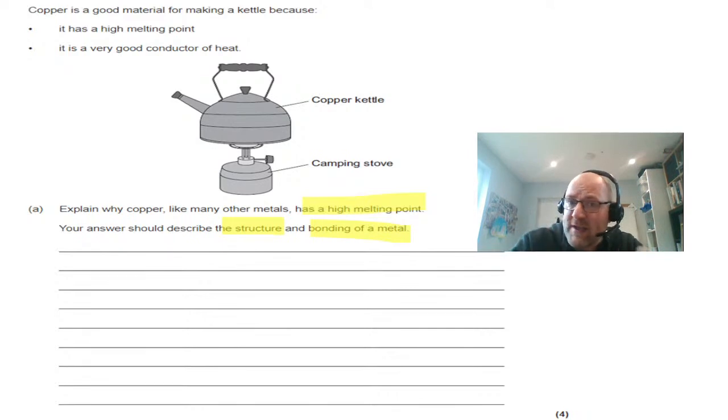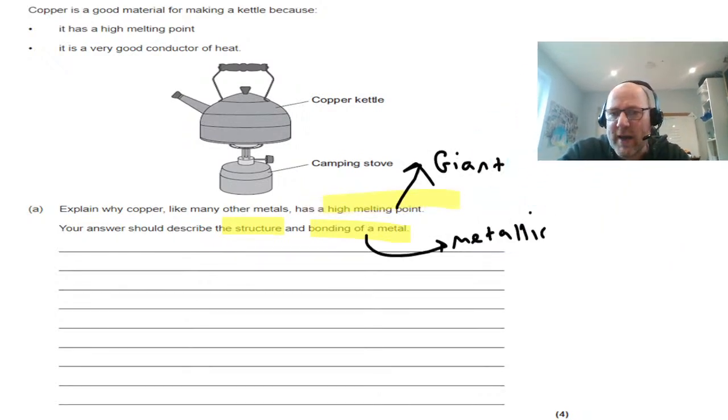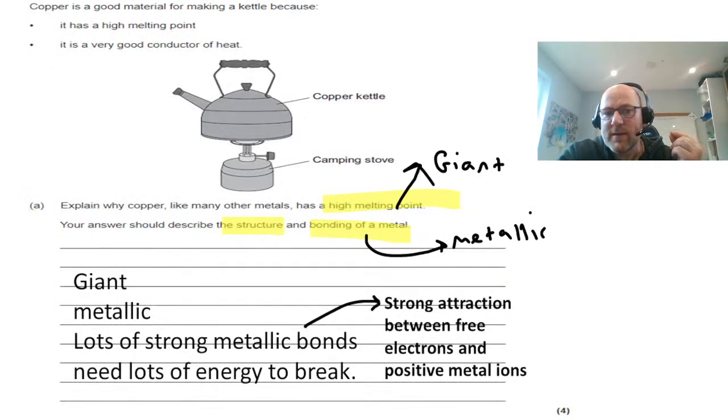And then are they strong or weak? All bonds are strong. So metallic bonds are strong. So I can say giant structure, lots of strong metallic bonds, lots of energy needed to break. But it's better to give that definition as well. So here we go. It's giant because of the high melting point. It's metallic because it's a metal. So giant metallic structure, 1 mark.